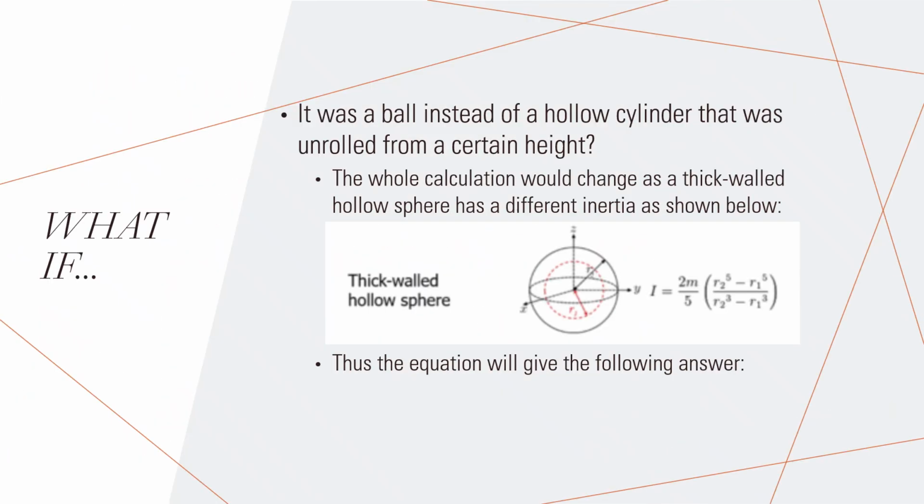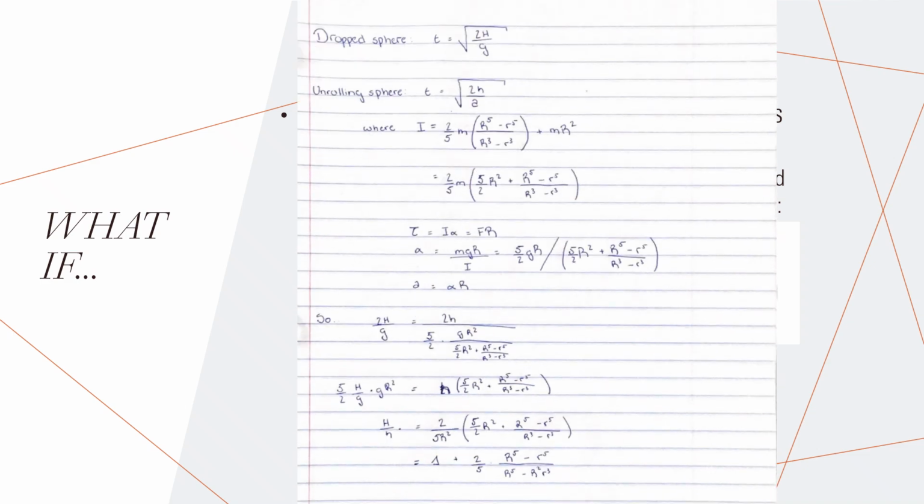Finally, a quick what-if to highlight the main ideas. If we repeated the experiment with a different shape, like a hollow ball instead of a hollow cylinder, the moment of inertia would change. Repeating the same torque and acceleration analysis would lead to a different value of k.